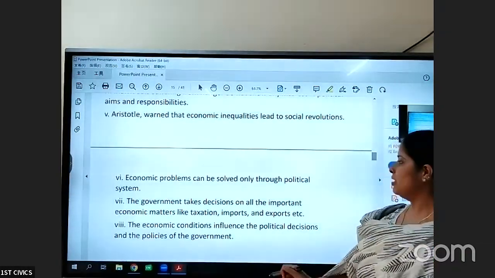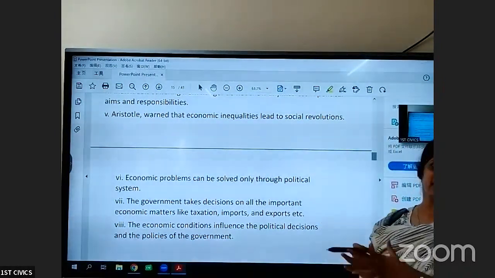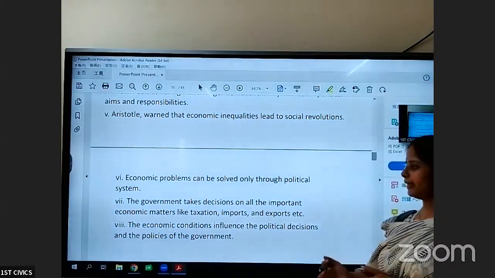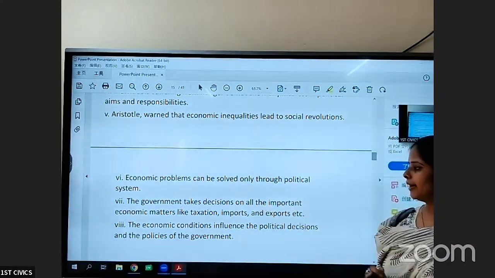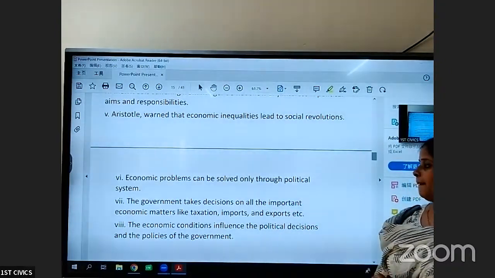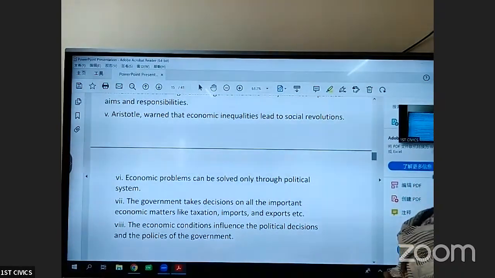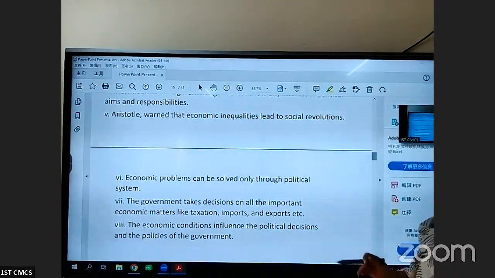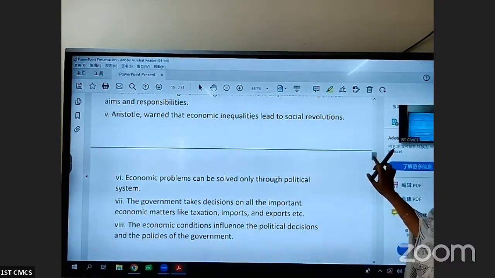Economic problems can be solved only through the political system. When government makes a good policy, then the economic problems can be solved. Government takes decisions on economic matters like taxation, imports and exports. The economic conditions influence the political decisions and policies of the government. The economic condition of a country has a great impact on the policy making of a country.